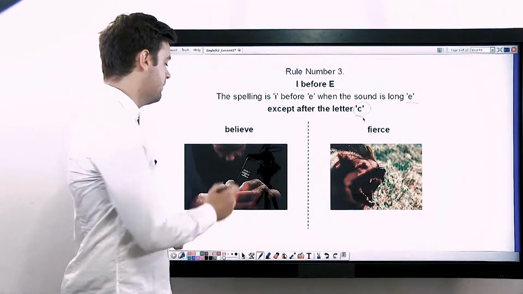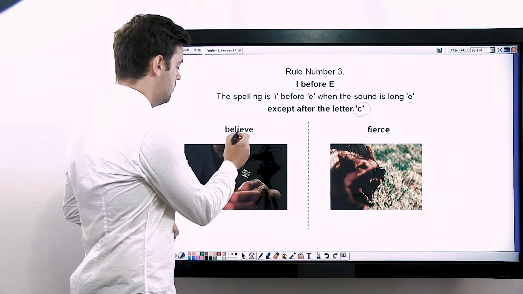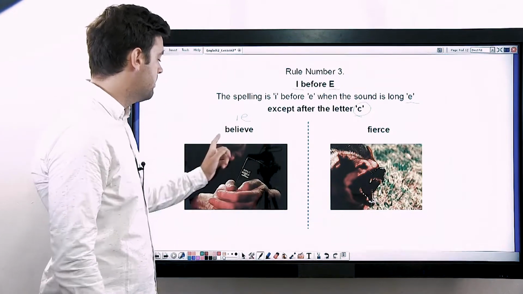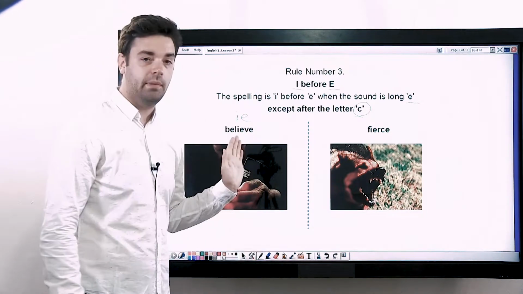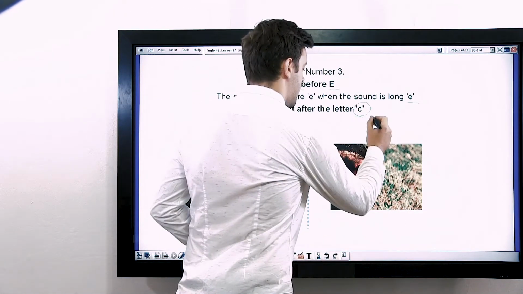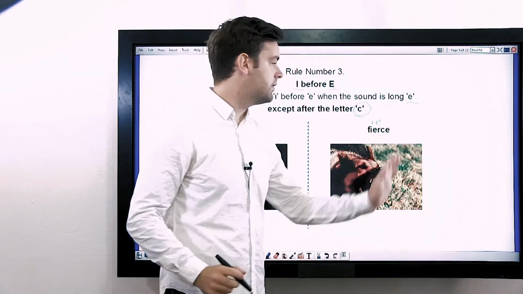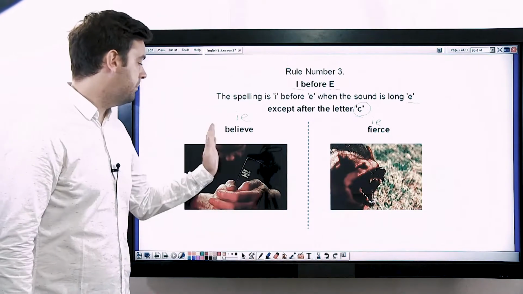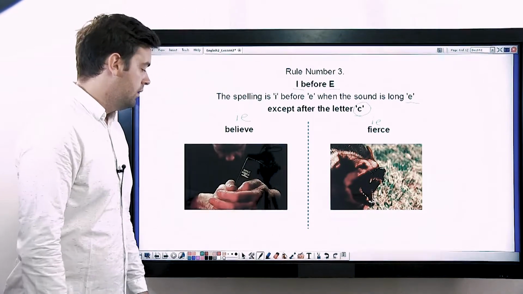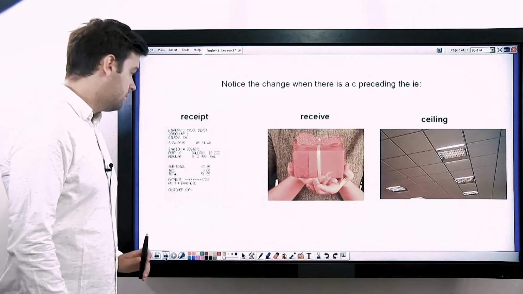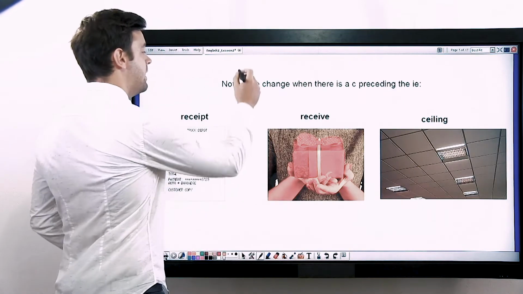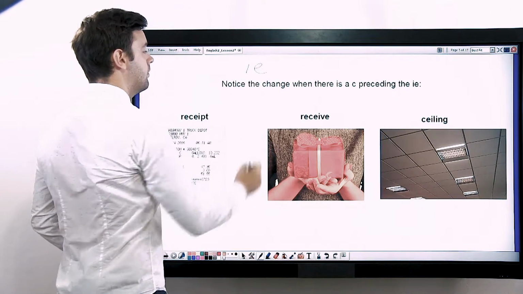So here we have I before E. Believe. It's got an E sound, believe. Fierce. I before E. Fierce. Believe. Fierce. Yeah? So that was when it's I before E.